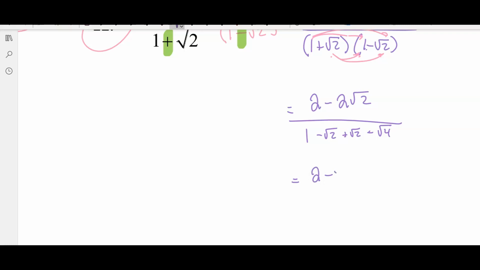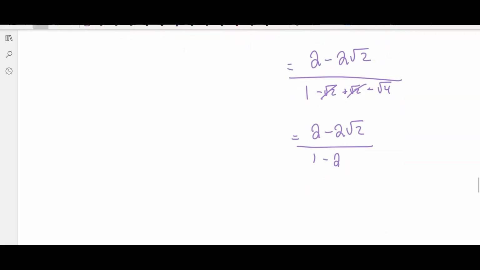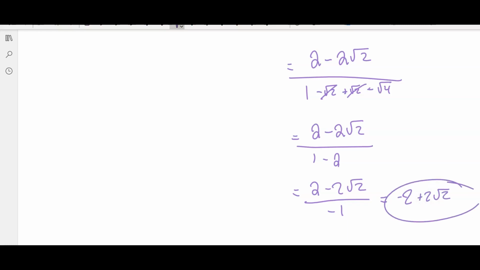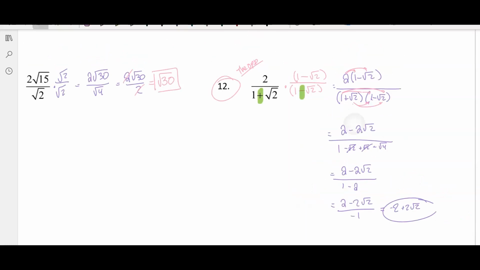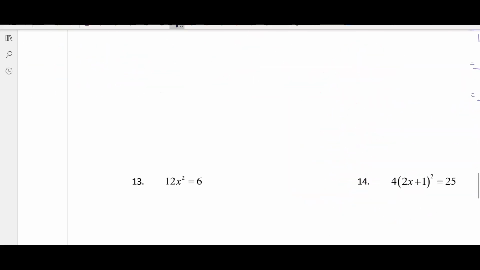I'm going to keep this up here, 2 minus 2 root 2 over 1. These actually cancel because they're the opposites of each other, so they subtract out. Minus the square root of 4 is actually 2. So we can simplify here: 2 minus 2 root 2 over negative 1. Because of that negative, we can actually just change the signs of all the ones in front, so it'll become negative 2 plus 2 root 2 as our final answer. And again, the big thing is multiplying by the conjugate, which is that opposite in the middle there.